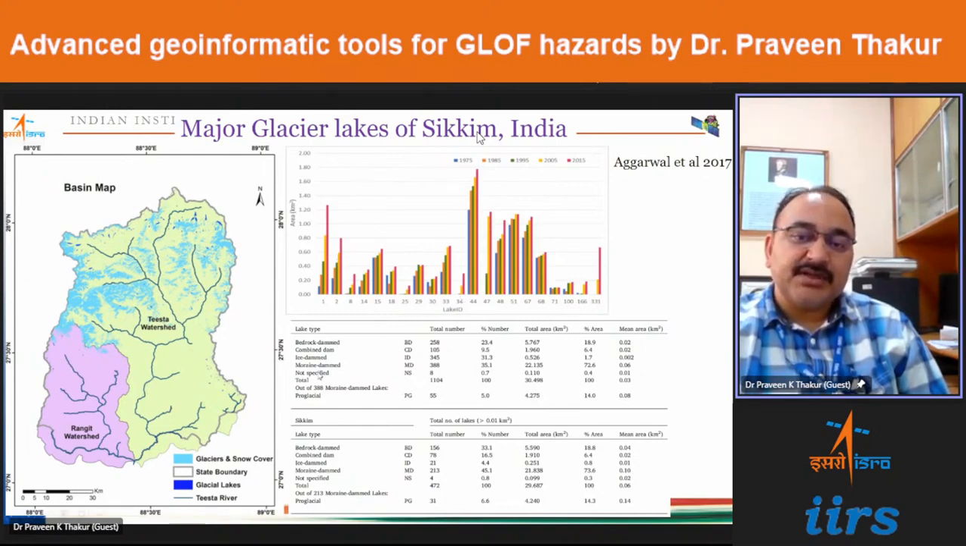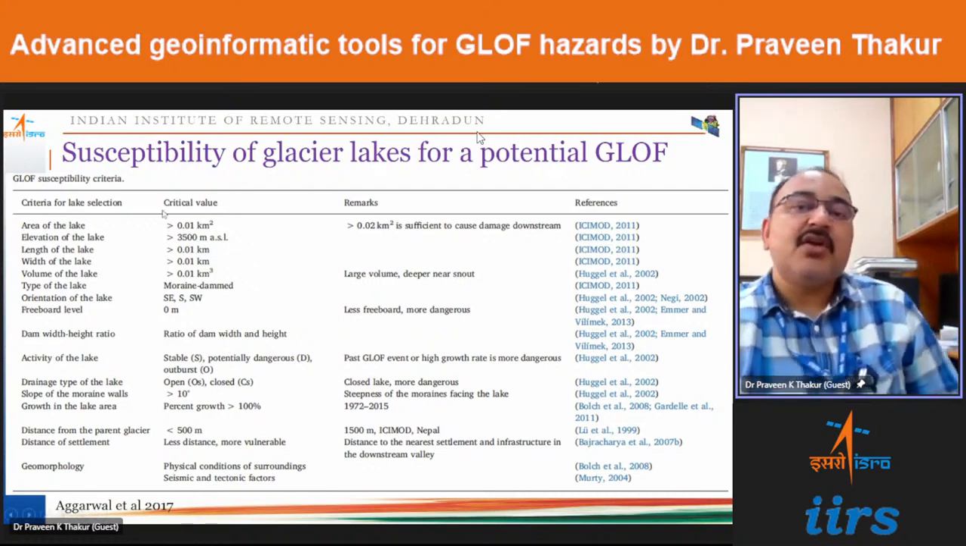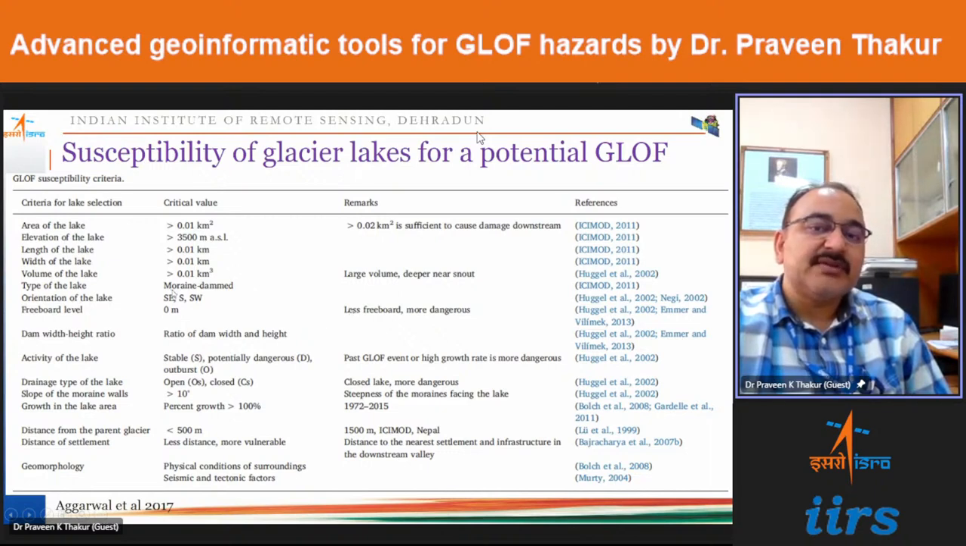So these are the different categories of the lakes which are present there. Not all are dangerous. Only 388 which are moraine-dammed lakes, those are glacier lakes, plus the proglacial lakes which are 55 in number. So this is the criteria by which you can decide the susceptibility of the glacial lakes to a potential glacial lake outburst flood. So this is the literature available, depending upon the area, elevation, freeboard, which is very important. If the freeboard is lesser, it is more dangerous, and if it is progressively increasing, it can cause significant damage.